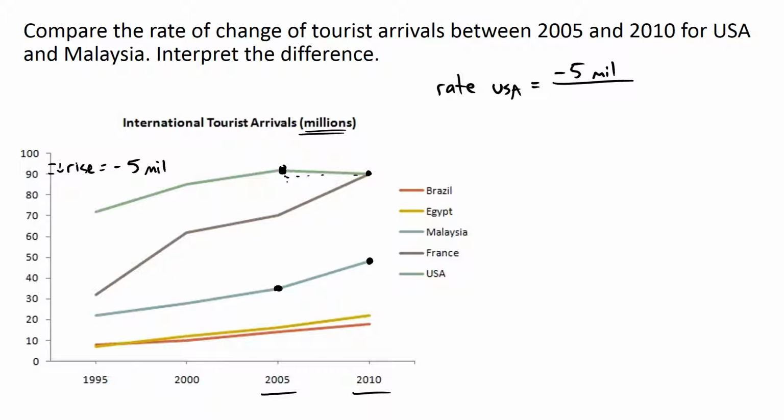And the number of years is the run. Run is 5 years. So negative 5 million divided by 5 years is negative 1 million per year. So the United States is losing 1 million tourists per year. Then we'll go with Malaysia.